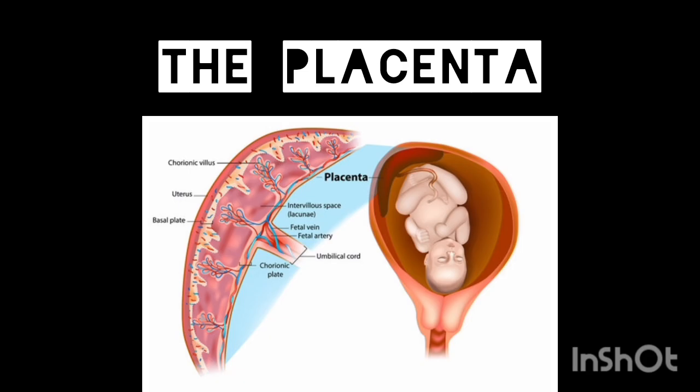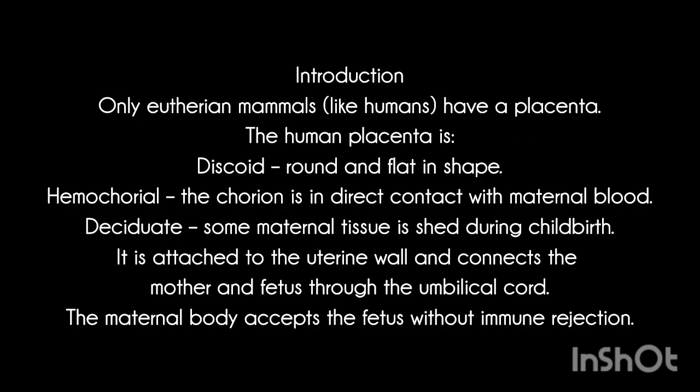The placenta. Introduction. Only eutherian mammals, like humans, have a placenta. The human placenta is discoid, round and flat in shape. Hemichorial: the chorion is in direct contact with maternal blood. Deciduate: some maternal tissue is shed during childbirth. It is attached to the uterine wall and connects the mother and fetus through the umbilical cord.